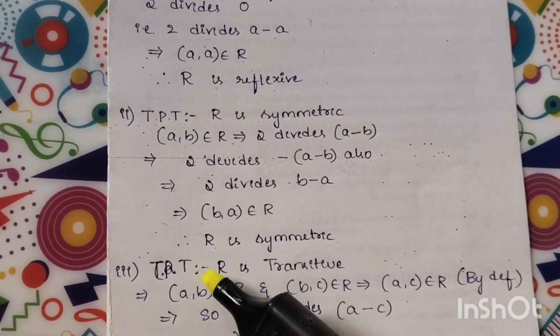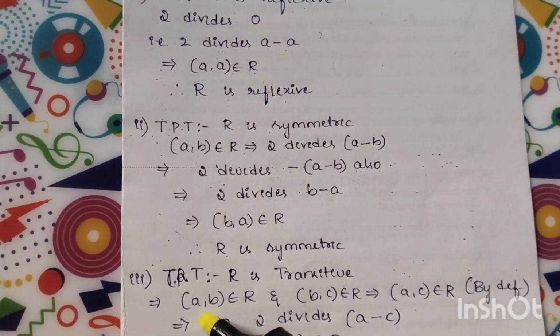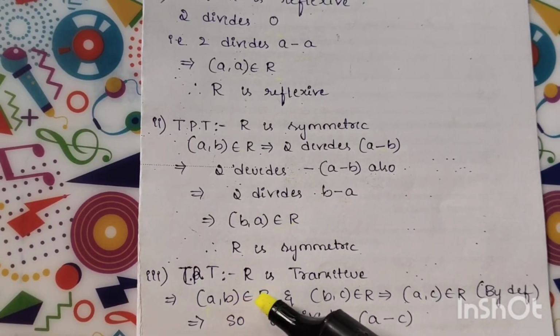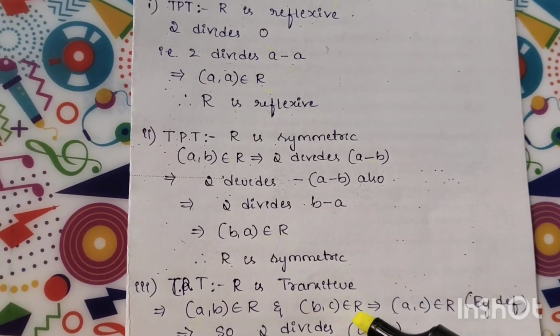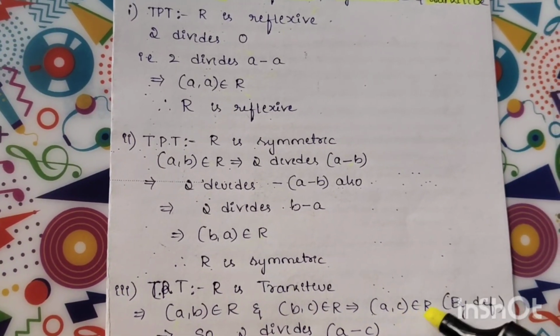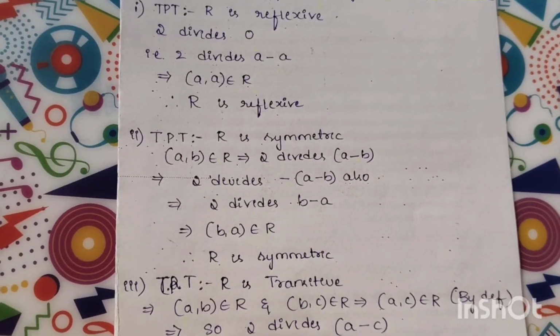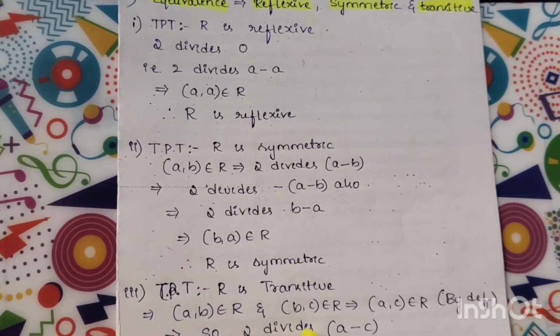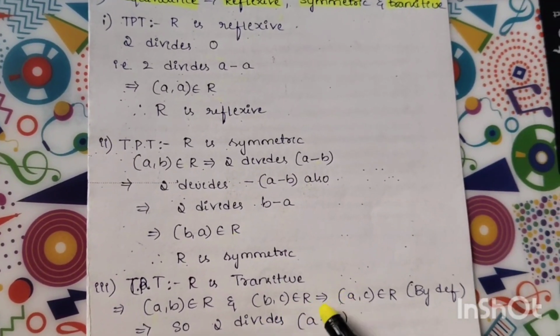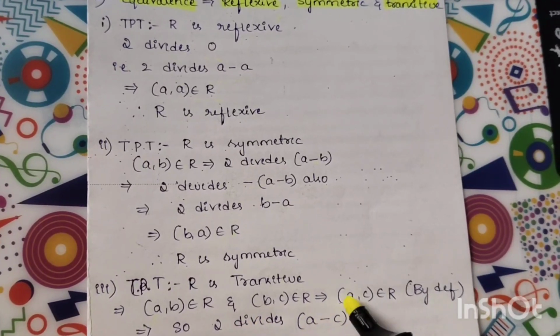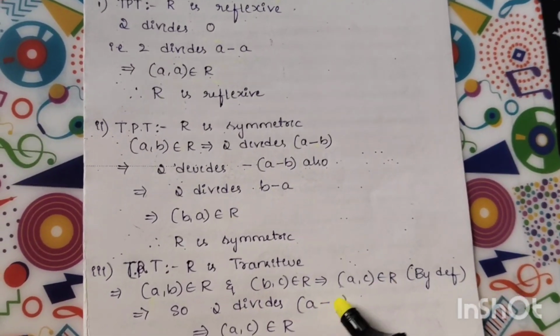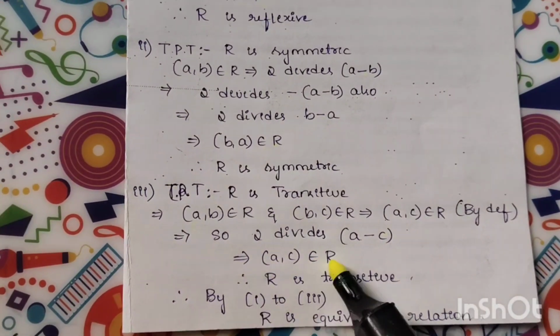Next, to prove that R is transitive. By definition, we know that (a, b) belongs to R and (b, c) belongs to R implies (a, c) belongs to R. So, 2 divides a - c. By definition, 2 divides a - c. If 2 divides a - c, then (a, c) belongs to R.